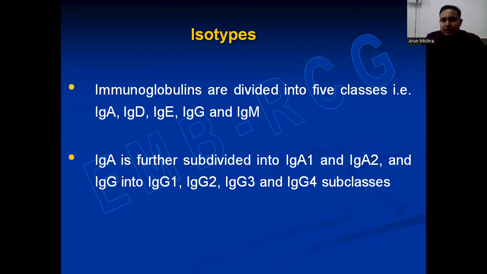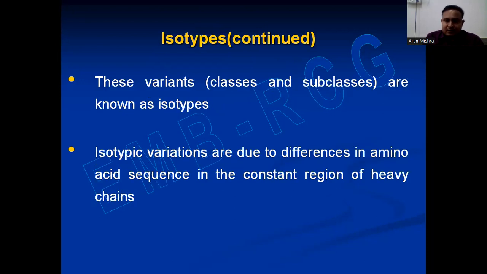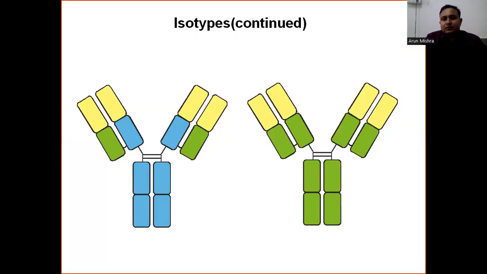The isotypes: immunoglobulins are divided into five classes: IgA, D, E, G, and M. Now, IgA is further subdivided into IgA1 and A2, which are basically the isotypes of IgA. And earlier, as I told you, IgG has four subclasses: IgG1, IgG2, IgG3, and IgG4. These variants of classes and subclasses are known as isotypes. Isotypic variants are due to differences in amino acid sequences in the constant region of heavy chains. You can see here the constant region of heavy chains have isotypes.